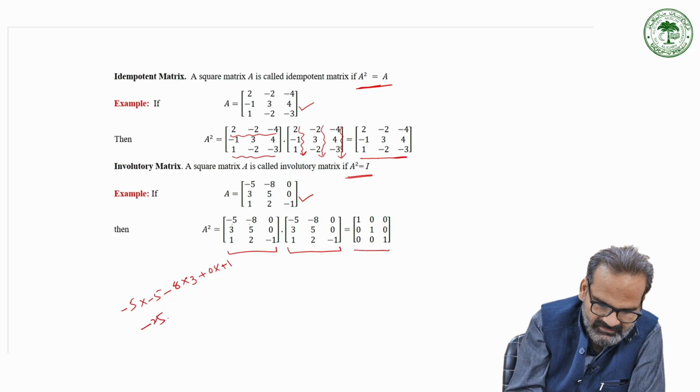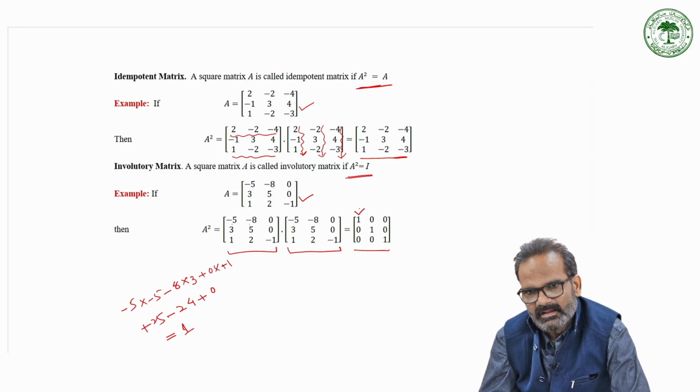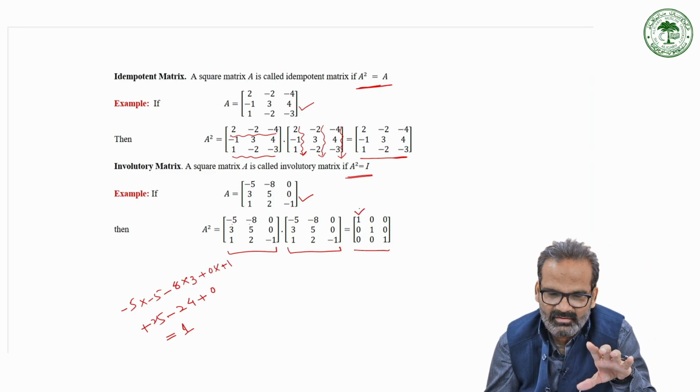Minus 25, minus 8 into 3 is 24, and this is 0. So 25 minus 24 you will get here as 1. So using the same operation of what?